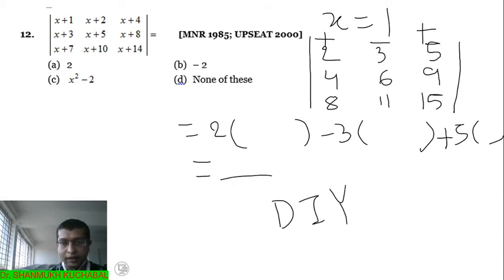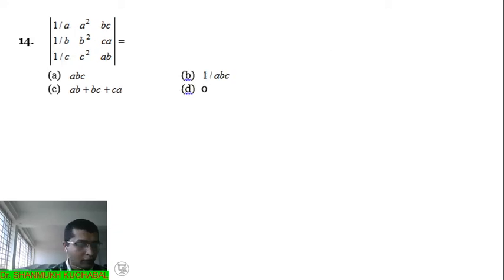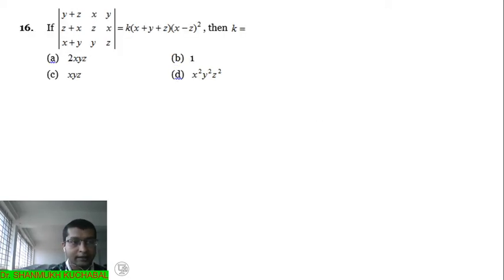Okay, a very simple example, right? So we'll go through the 13th example. Similarly it is for you, do it yourself. The 14th also, okay, do it yourself. The technique is the same, right? So we'll move to the last example, example number 16 here.